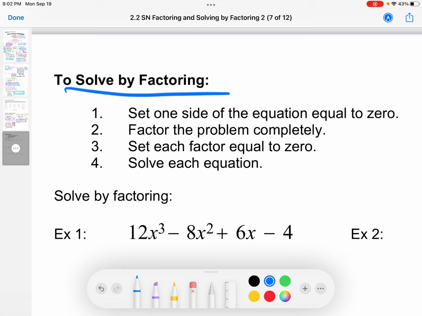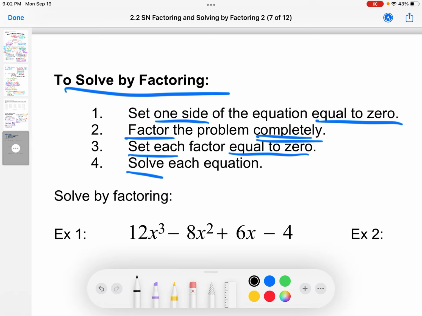So to solve by factoring, make sure one side of the equation is equal to 0, meaning all of your terms are on one side. Factor the problem completely. Factor and factor again if needed. Set each factor equal to 0 and then solve each of those equations.